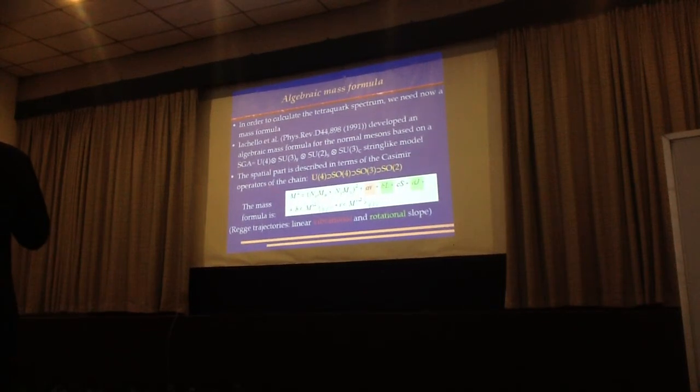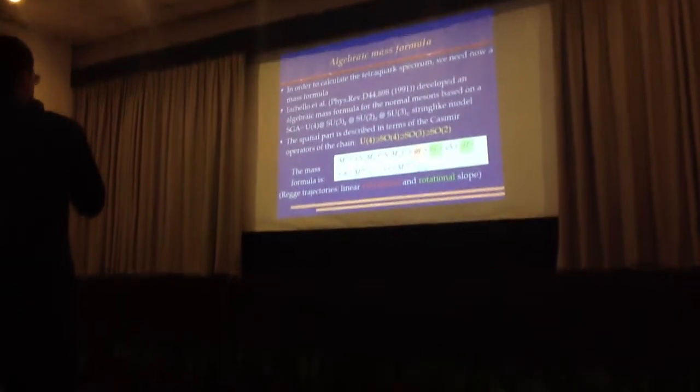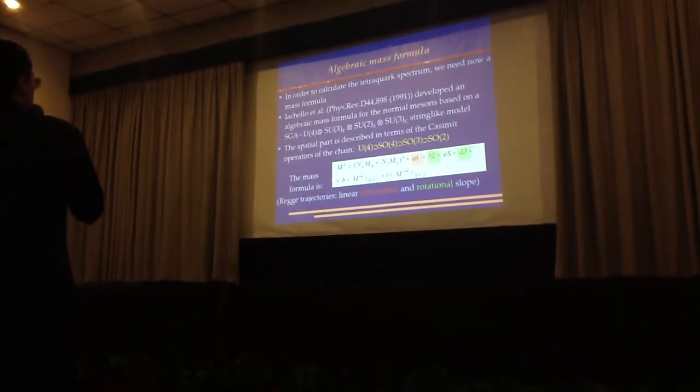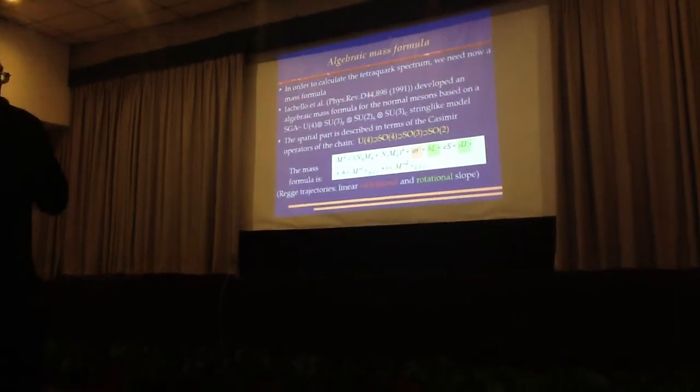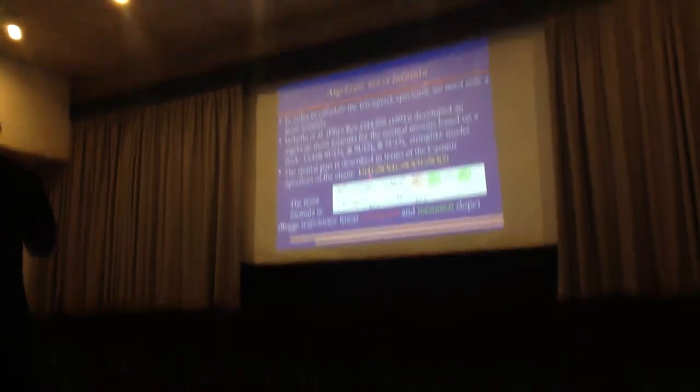So the mass formula is this one, where we can see we have a linear vibrational trajectory, and a linear rotational trajectory, and we have an explicit dependence on the masses of the constituent quarks.